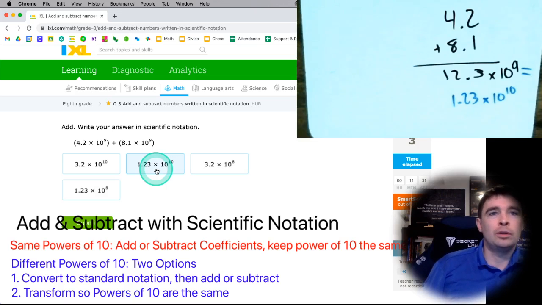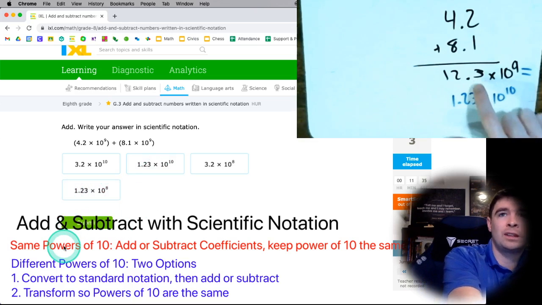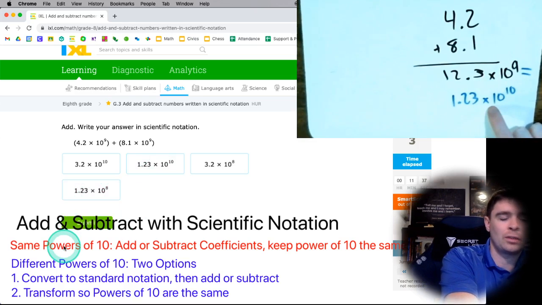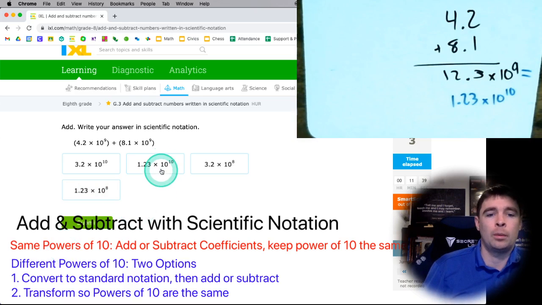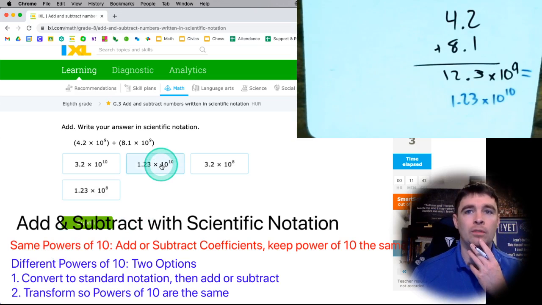So sometimes when you use the shortcut to add or subtract the same powers of 10, you have to take one extra step to see what the scientific notation number would be. In this case, it would be 1.23 times 10 to the power of 10.